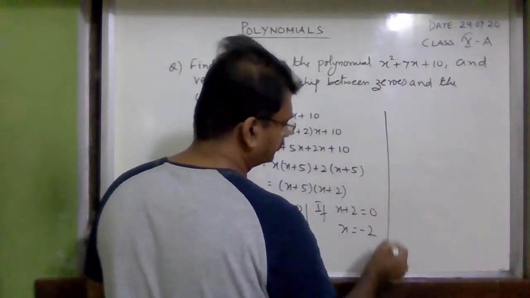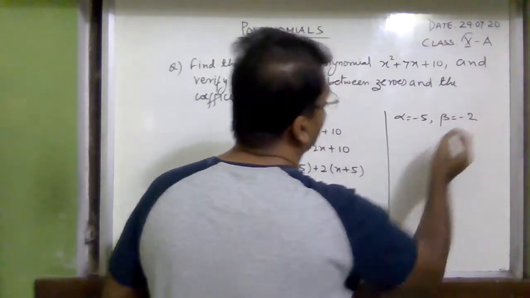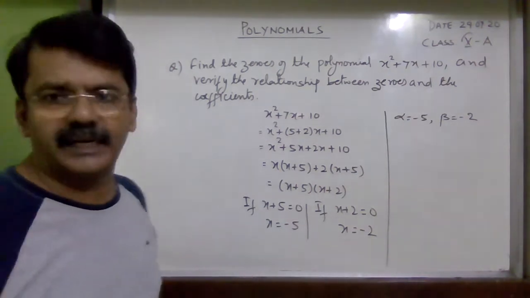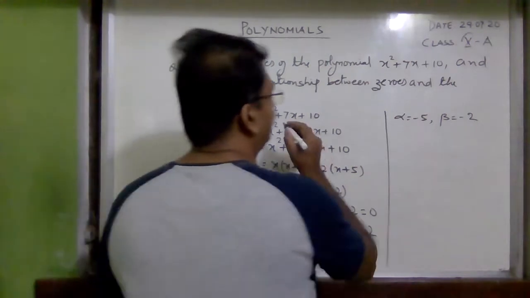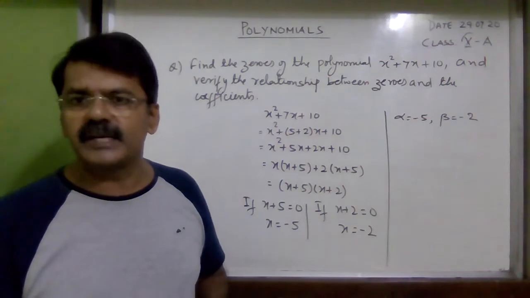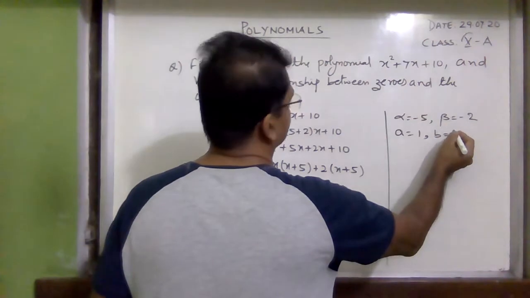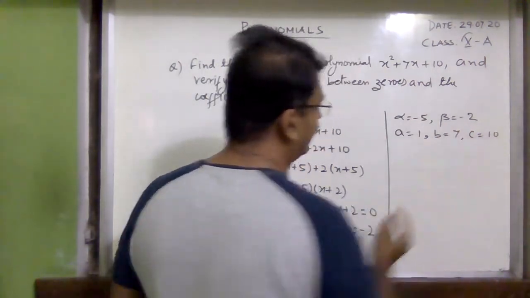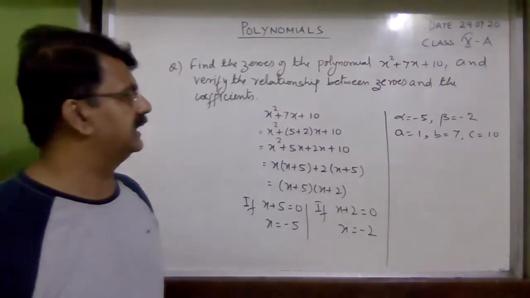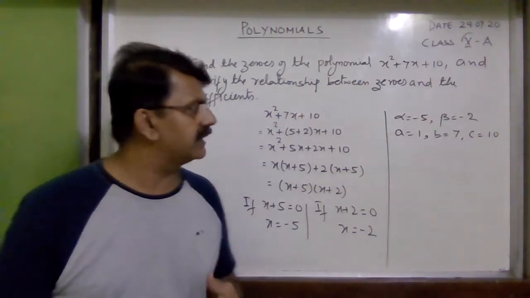That means alpha is equal to minus 5, beta is equal to minus 2. Now you can take alpha as minus 2 and beta as minus 5, that doesn't make any difference. And if you compare this given expression with ax square plus bx plus c, then a is equal to 1, b is equal to 7 and c is equal to 10.